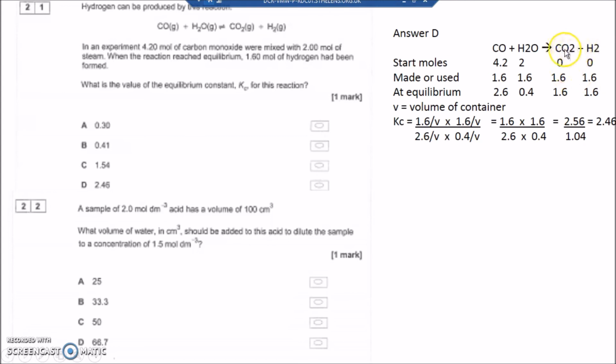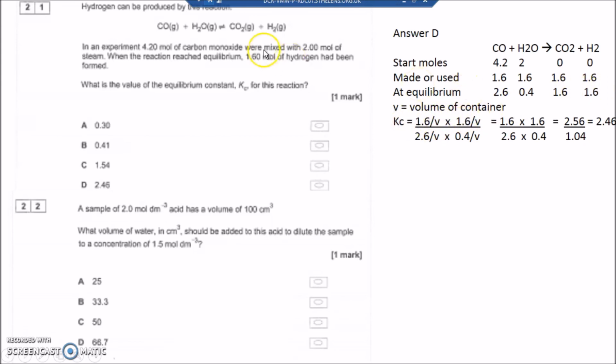I must at the same time make an equal amount, 1:1, of carbon dioxide. I make 1.6 of this. How much carbon monoxide is used to make 1.6 moles of hydrogen? And the answer is 1.6. So 1.6 carbon monoxide is used up to make 1.6 moles of hydrogen, because it's 1:1 to 1:1. And similarly, 1.6 moles of water is used up. So if I subtract that and work out what I've got at the end, 4.2 moles of carbon monoxide, 1.6 used up, I've got 2.6 remaining. 2 moles of water to start with, 1.6 used up, I've got 0.4 remaining. I've made 1.6 of carbon dioxide, 1.6 of hydrogen.